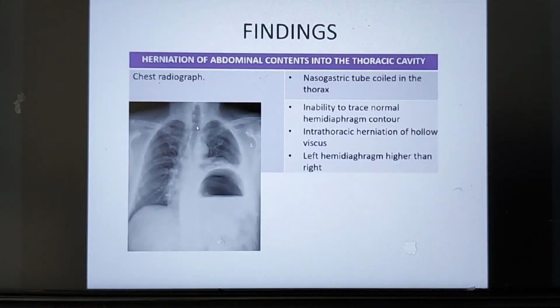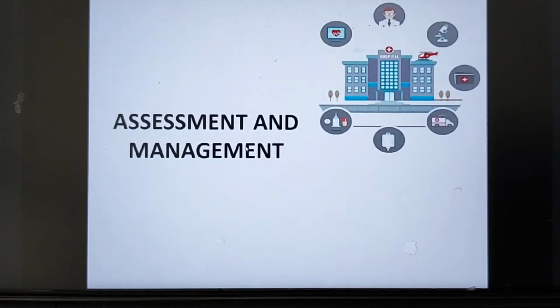When we do a chest X-ray in a patient who presented with diaphragmatic injuries, the things we can usually find are inability to trace the normal hemidiaphragm contour, intrathoracic herniation of the hollow viscus, and the left hemidiaphragm being higher than the right hemidiaphragm. And most importantly, the nasogastric tube will be coiled in the thorax.